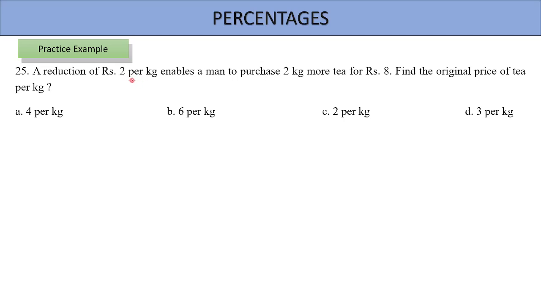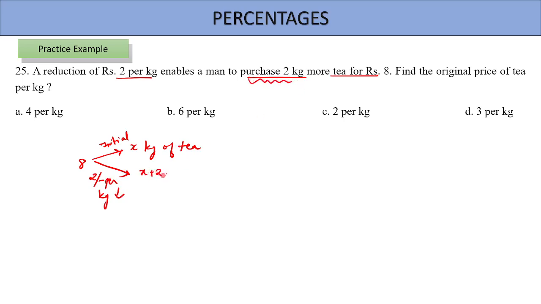The reduction of 2 per kg enables a man to purchase 2 kg more tea for rupees 8. So for rupees 8, let's say initially the man was able to purchase X kg of tea. This is the initial condition. Now the price decreased by 2 rupees per kg, and because of that, the man is able to purchase 2 kg more, X plus 2 kg of tea.